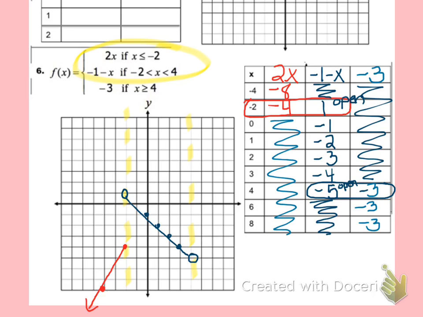And so plotting those points would look like this. 4, -3, 6, -3, 5, -3, whatever. Every single one of them is going to be an output of -3. And I'm going to have this horizontal line right there that will go out forever to the right because, again, at that point, it exists for everything greater than or equal to 4.